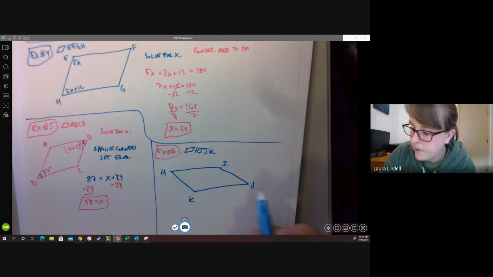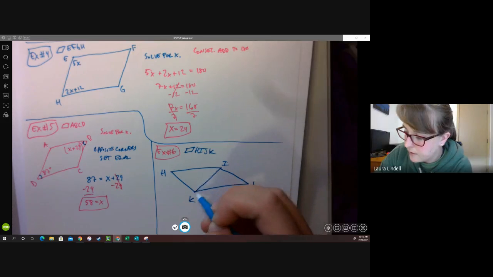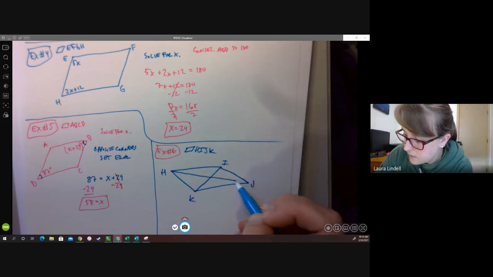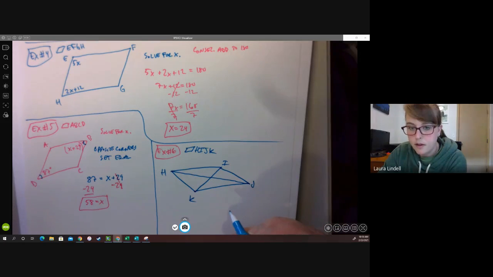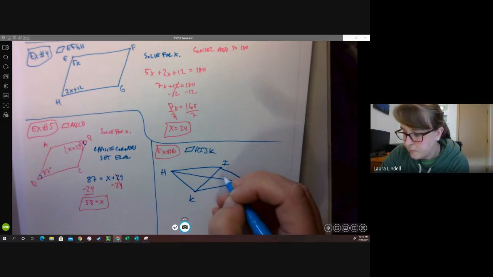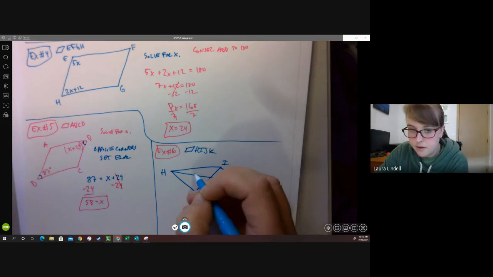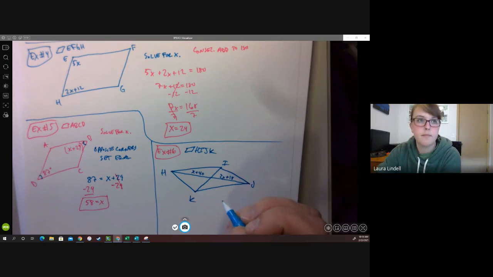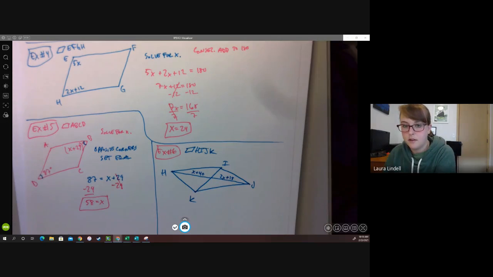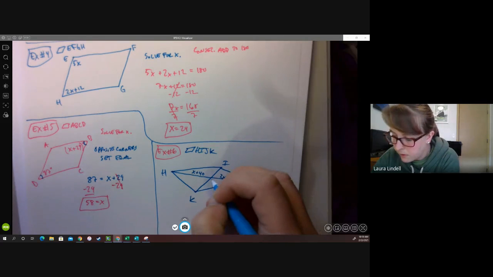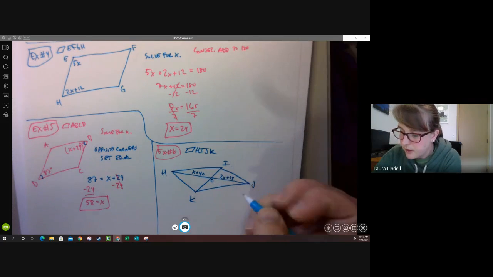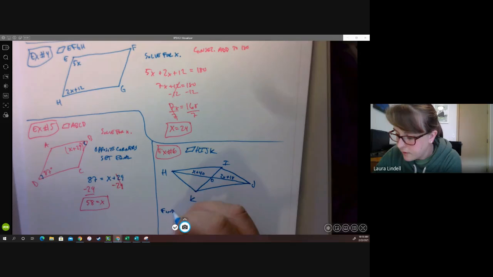And this parallelogram has the diagonals drawn in. And this diagonal, or this part of the diagonal, is 2x plus 18. This one is x plus 40. And we are going to call this point in the middle O. And we want to find the length of OH and HJ.